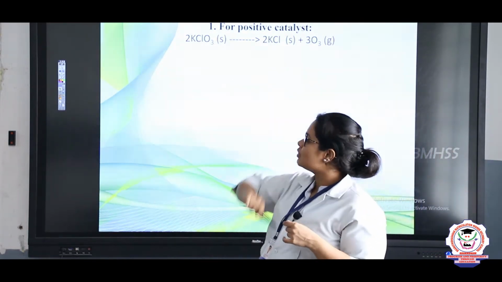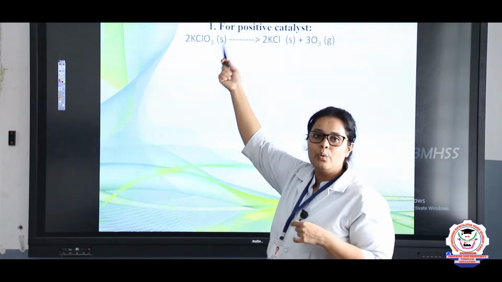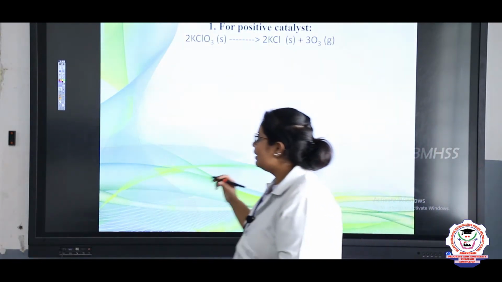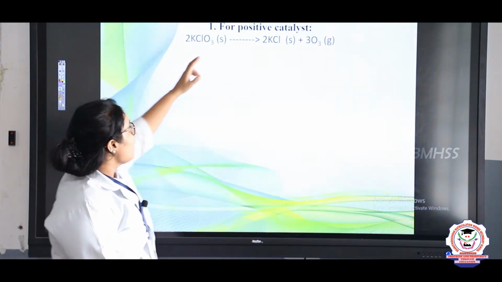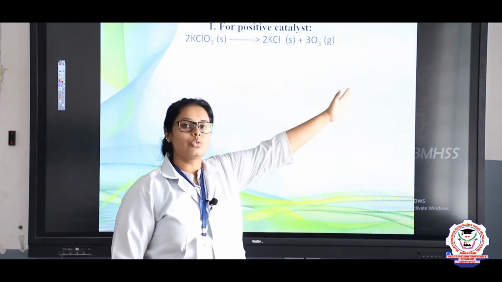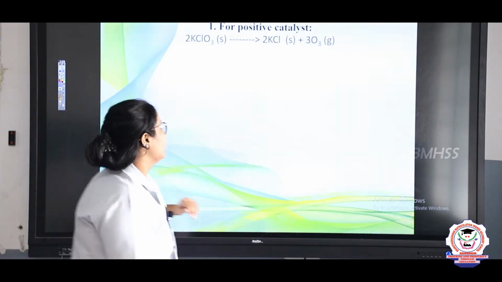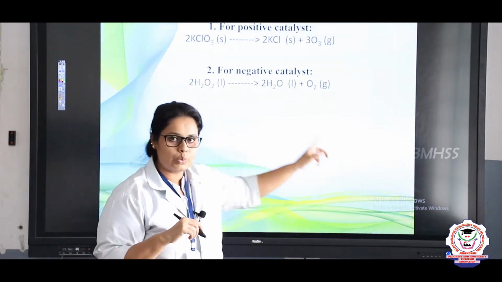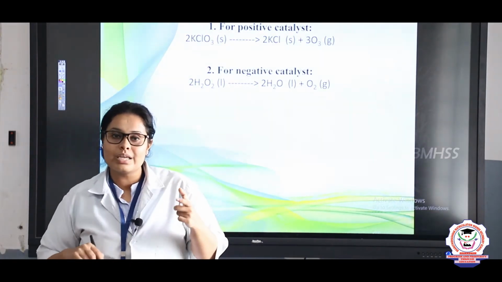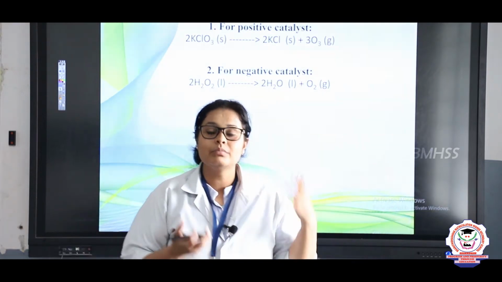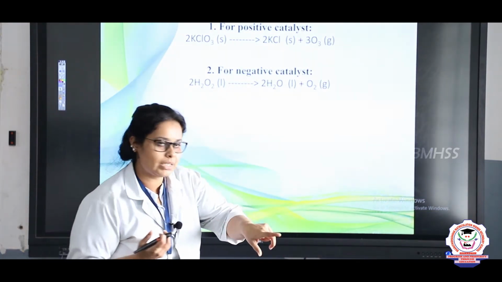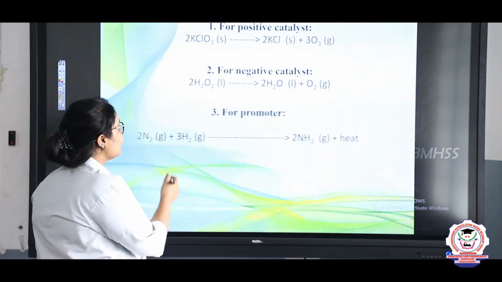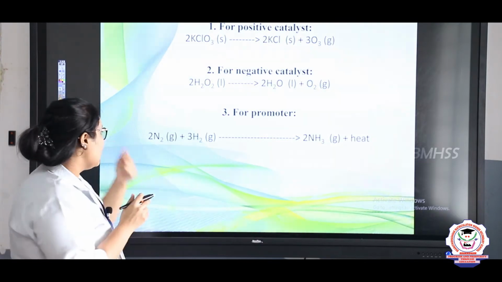In this reaction you have potassium chlorate, KClO3. When this is heated, it gives potassium chloride and ozone. O3 is ozone. In the same way, when you take the negative catalyst, H2O2, which is hydrogen peroxide, in the presence of platinum, platinum here is an inhibitor. It will give water and oxygen. In the same way, now we are taking a promoter example. Now this is a reaction.